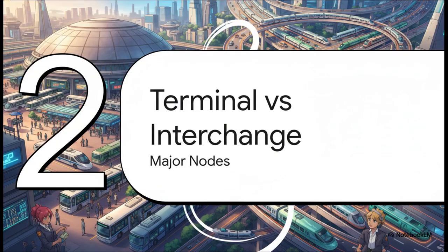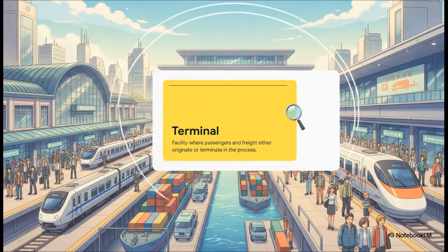Okay, let's dive into this next part. Section 2, terminals versus interchanges. So, a terminal is a facility where passengers and freight either originate or terminate their journey. Just think about the word itself, terminal. It literally means the end of the line, or conversely, the absolute very beginning of a journey. When you're standing at a terminal, the active moving phase of the transport process is either just about to kick off or it has definitively stopped. The journey starts or ends right there.